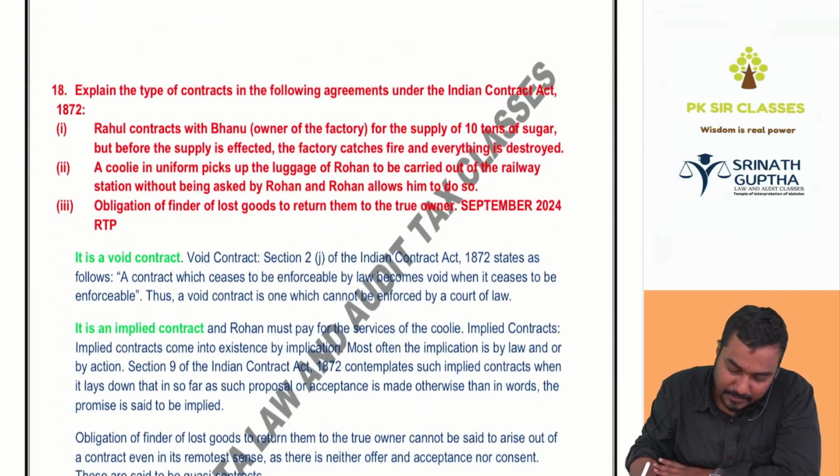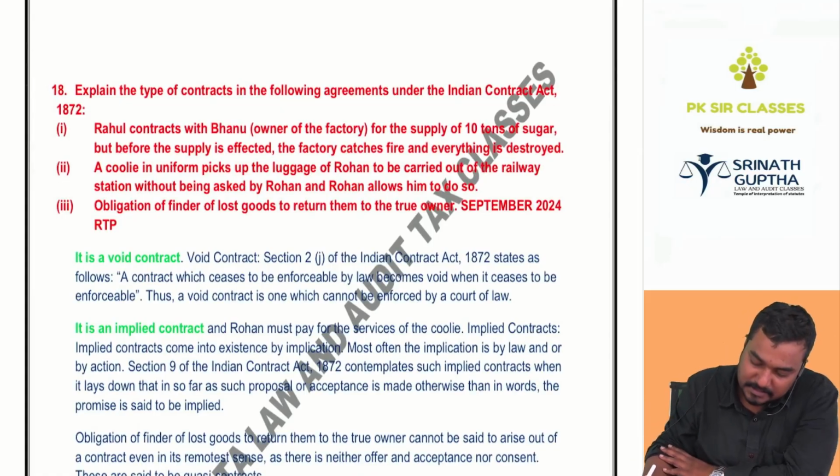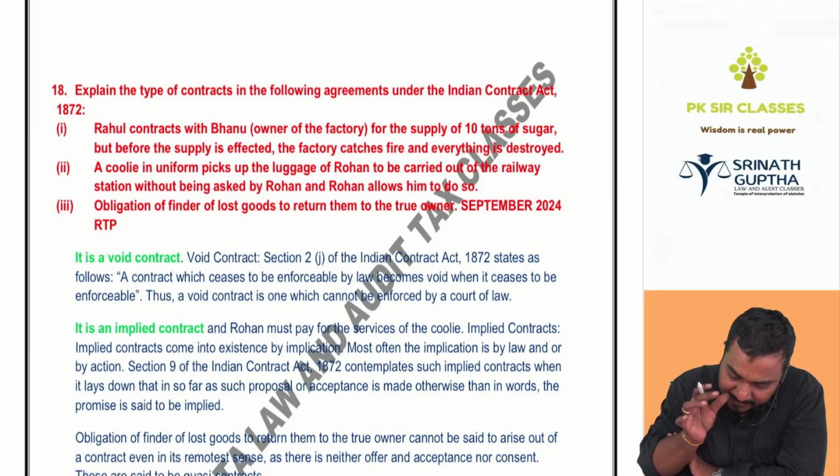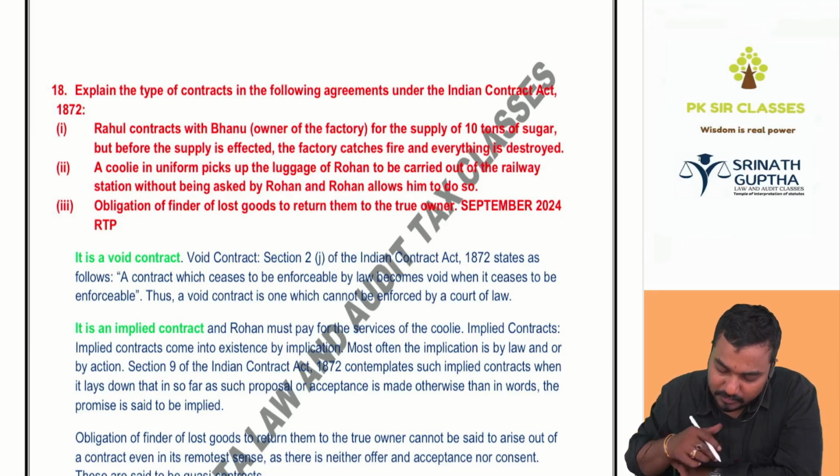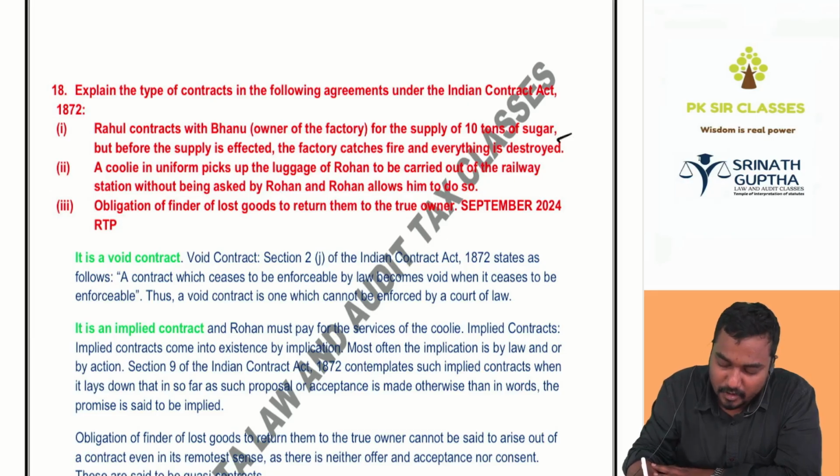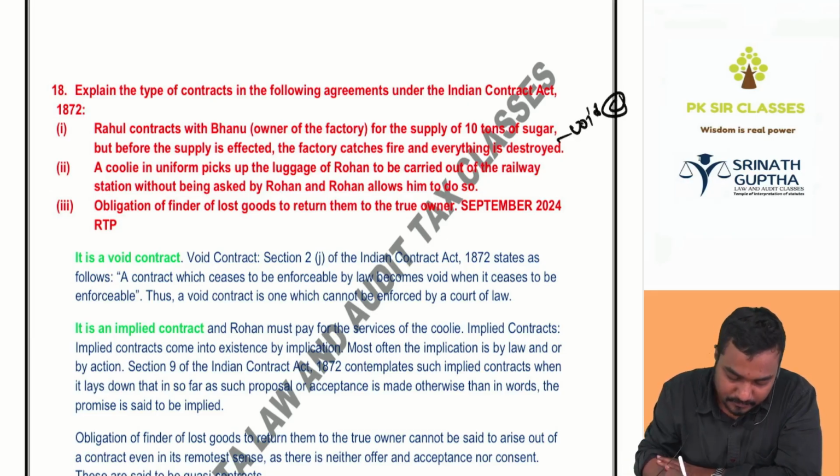Explain the type of contracts in the following agreements under the Contract Act. Rahul contracts with Banu, owner of the factory, for supply of 10 tons of sugar. But before supply is effected, the factory catches fire and everything is destroyed. Void contract. A coolie in uniform, implied contract.